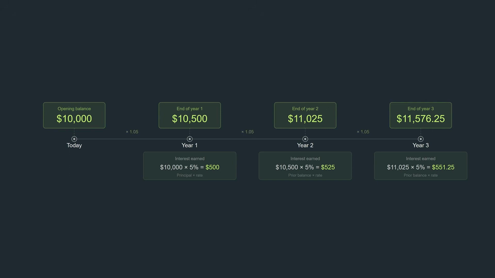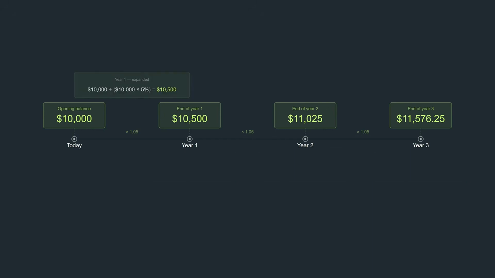So notice the pattern here. In year 1, the ending amount equals the original $10,000 plus 5% of $10,000. So we could write that as $10,000 plus $10,000 multiplied by 5%. But if you look closely, both pieces contain the same $10,000, which means instead of writing them separately, we can do some basic algebra to combine them into a single expression: $10,000 multiplied by 1 plus 5%.